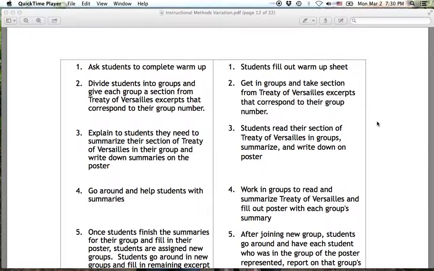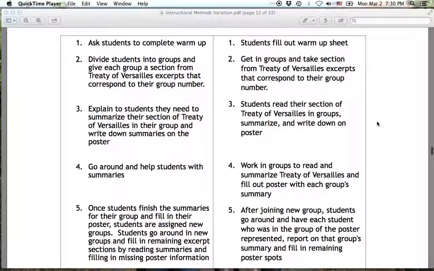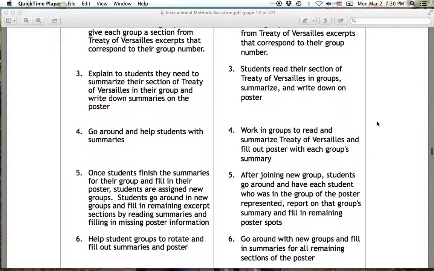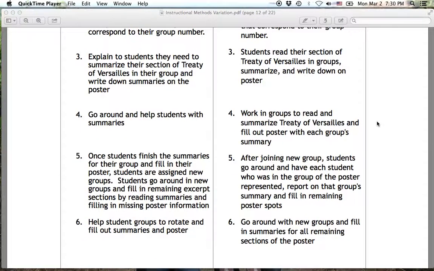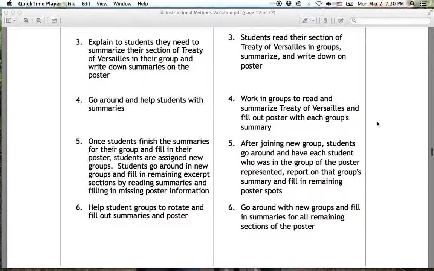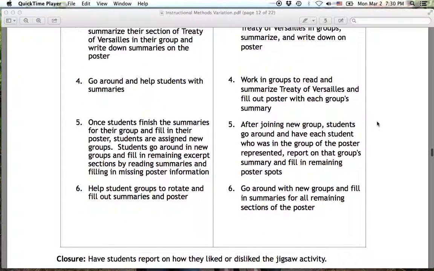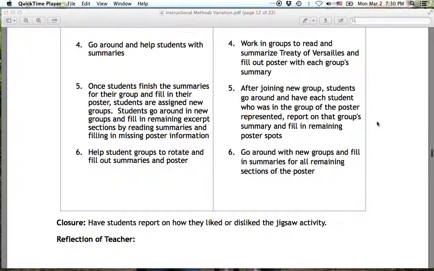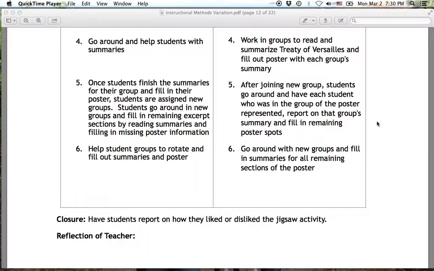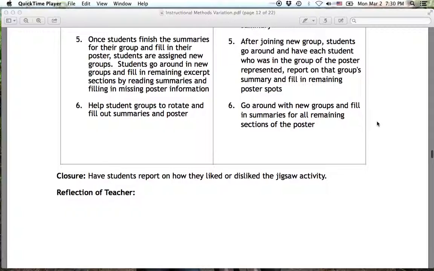They're going to be working in groups, summarizing, of course, with teacher help. Then they're going to make a poster, and once their group summaries are done, the people would switch groups and go to the next number, and then they would report on what their previous group had done and what their summaries were. Eventually, the idea is that these posters would be filled up with all the sections, and that would be the idea of this one.